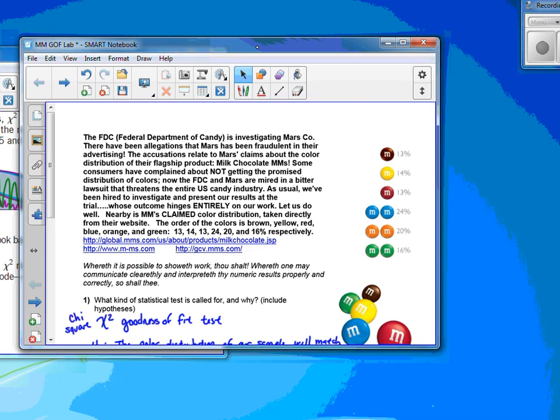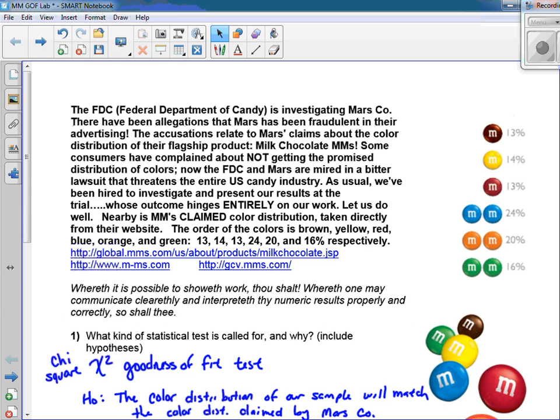Here we go. Now we did this in class, and so I'm recording this later, so I'm going to be using some data from class today. And again, I did not write this, okay? The FDC, Federal Department of Candy, is investigating Mars Company. There have been allegations that Mars has been fraudulent in their advertising. The accusations relate to Mars's claims about the color distribution of their flagship product, milk chocolate M&Ms.